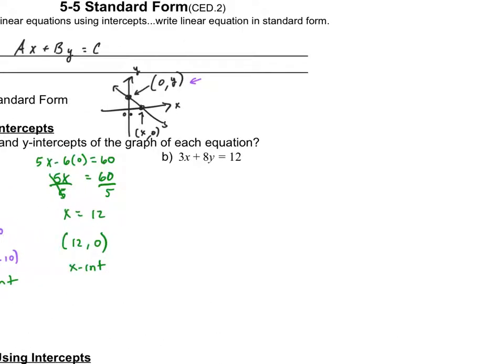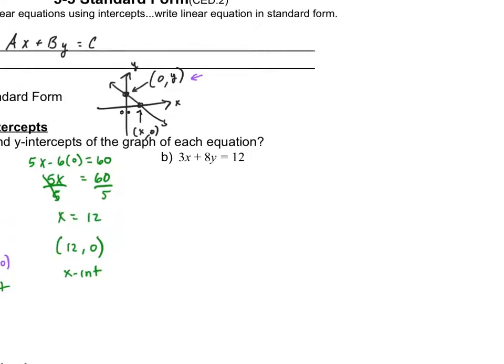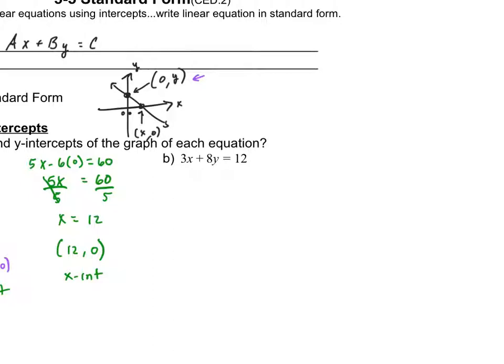And doing the same for the next one, on B here, I have 3x plus 8y equals 12. Going for my y-intercept, we know that x is going to be equal to 0. So I have 3 times 0 plus 8y equals 12, and that is 8y equals 12. Divide both sides to isolate my y, and y ends up equaling 3 halves. So my y-intercept is going to be 0, 3 halves.